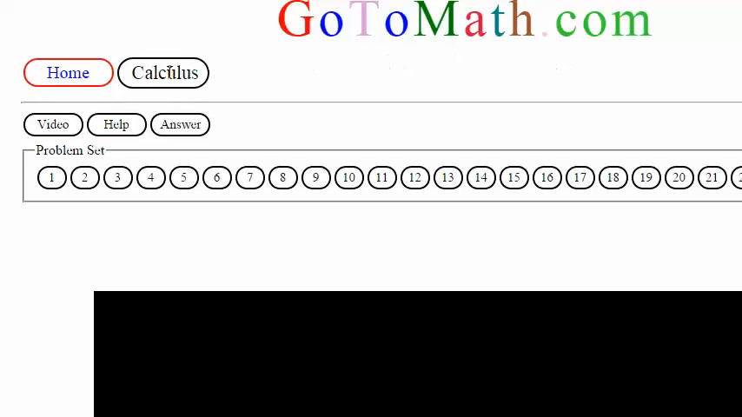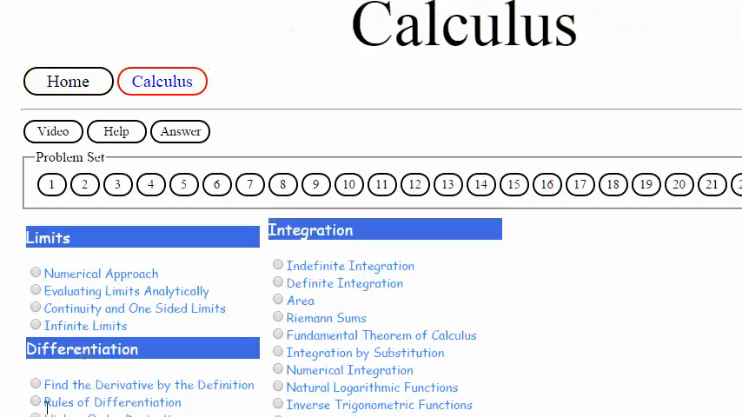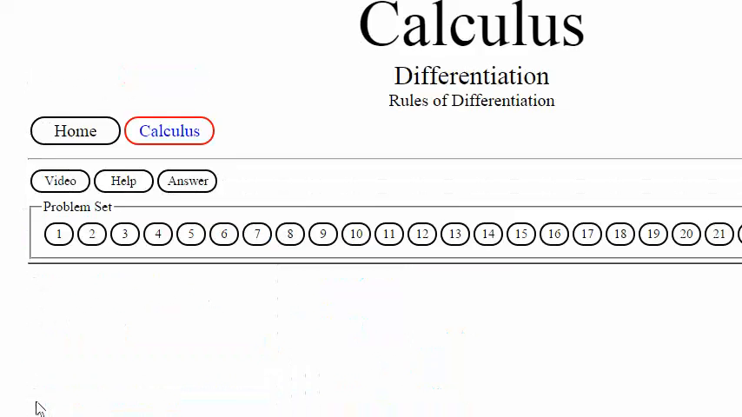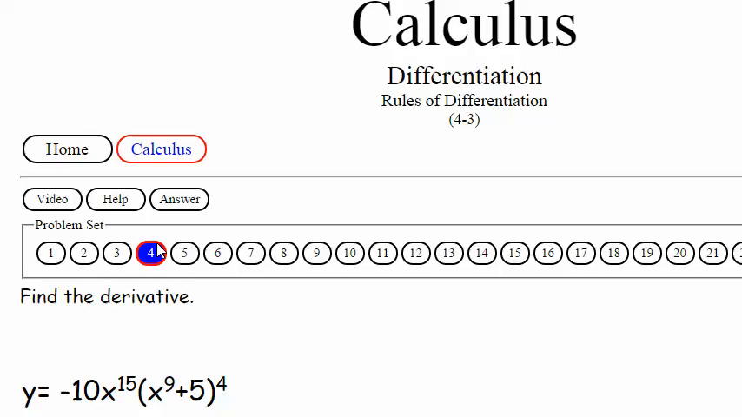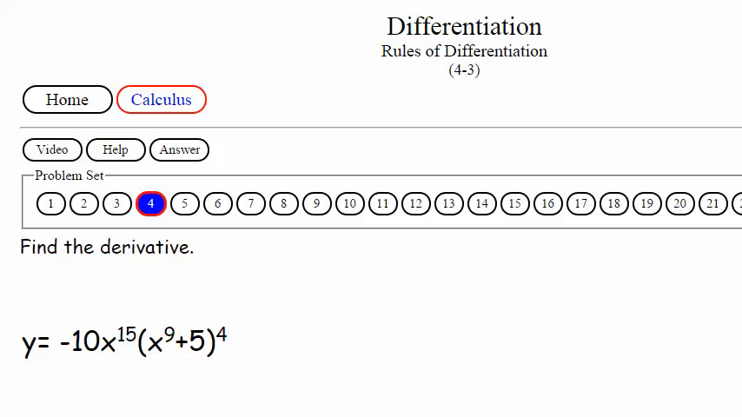We're at gotomath.com. Let's click that calculus button and go down to Rules of Differentiation. 4-3. Okay, that looks good. Let's look at that. It says find the derivative. Now I'm going to write that down. That'll give you a chance to write something down.